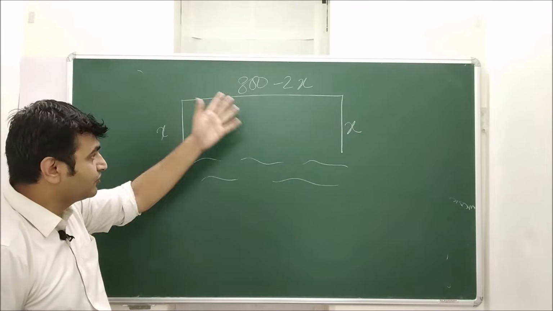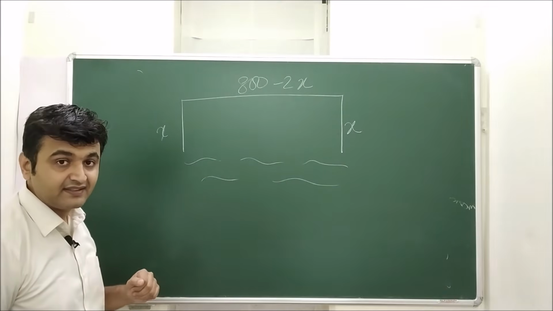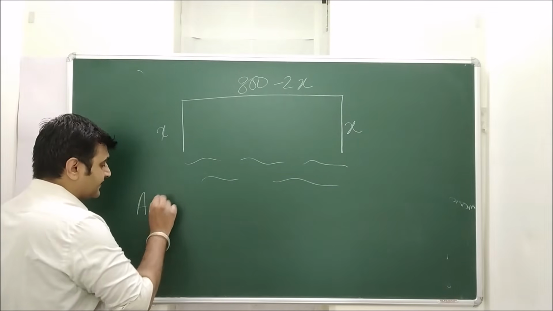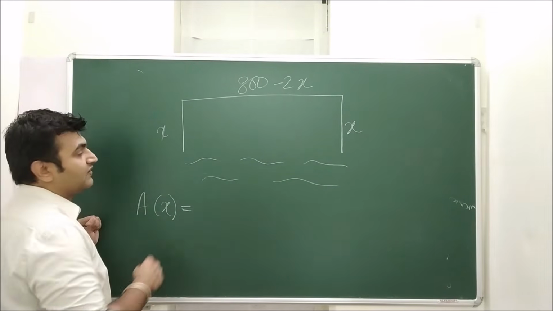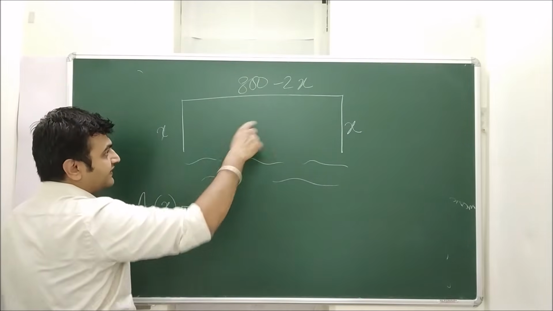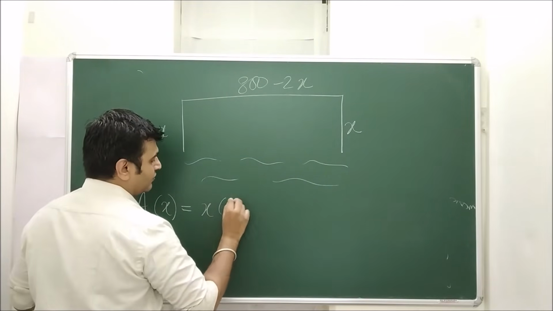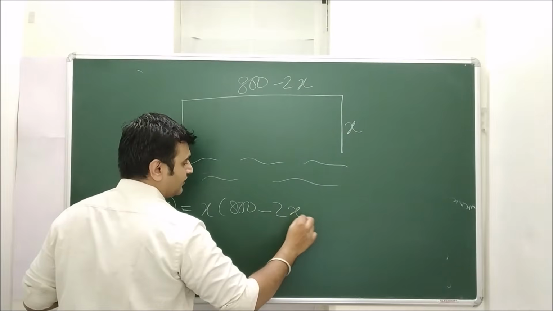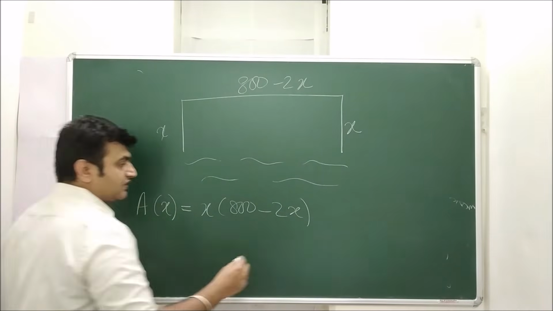So now you see, once you draw the diagram, things become very easy. So what is the area in this case? So it is nothing but length into breadth, that is the area, right? So it is x into 800 minus 2x. Now question is, what is the range of x?